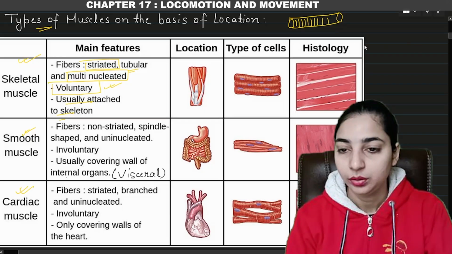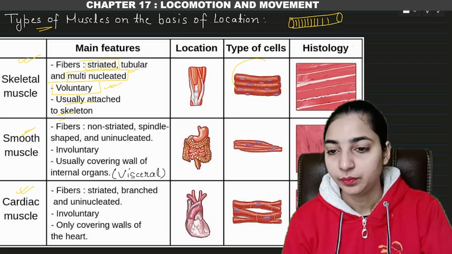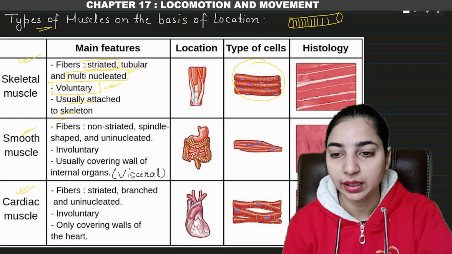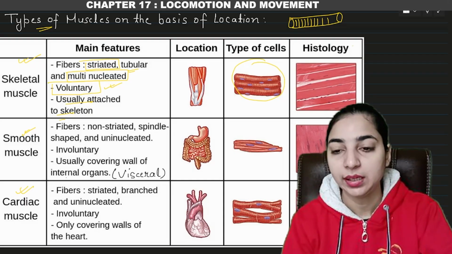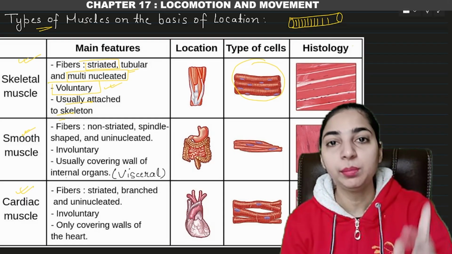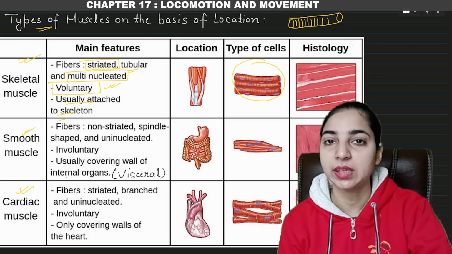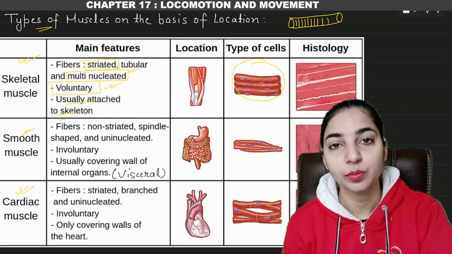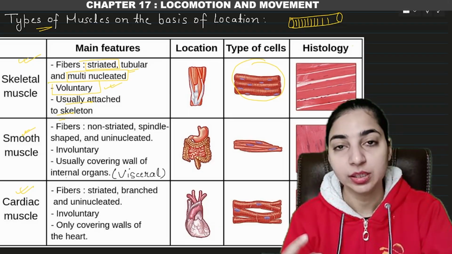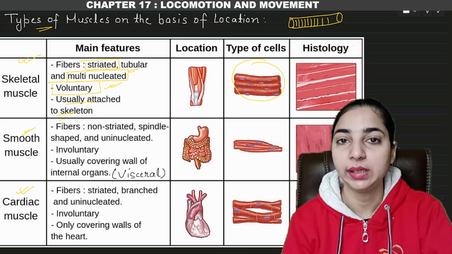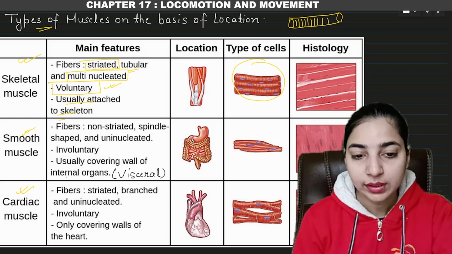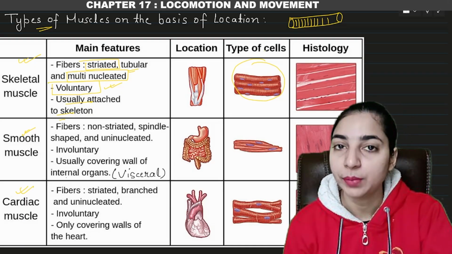So you can see the diagrams here. You can clearly see that these are cylindrical in shape and they have many nuclei in one cell. One fiber means one cell, because the shape of the cell is like a fiber, therefore it is known as a fiber. Each muscle fiber is one muscle cell, and each muscle cell consists of more than one nucleus, therefore it is multinucleated. Now the second type of muscle is smooth muscle.